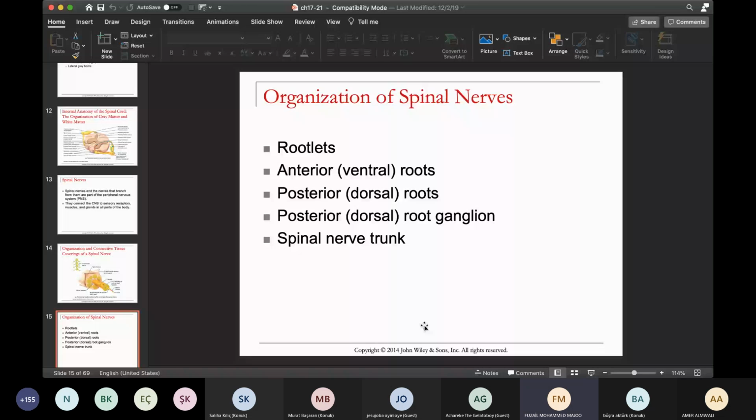Okay, spinal nerve trunk. So again, when you hear the term mixed nerve, we're referring to a nerve that contains both motor and sensory axons. So the spinal nerve trunk runs for a short distance before it starts to branch into larger branches, and then a handful of smaller branches.